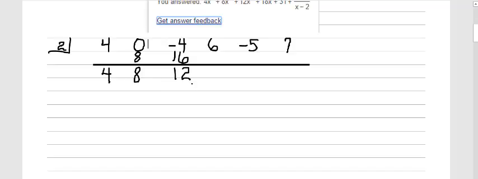So c times 12 is 24. Add that to the next coefficient, and I get 30. C times 30 is 60. Add that to the next coefficient, and I get 55. C times 55 is 110. And so that result is 117. All right, so this is my remainder. 117 is my remainder.